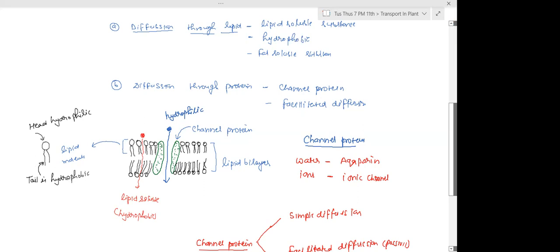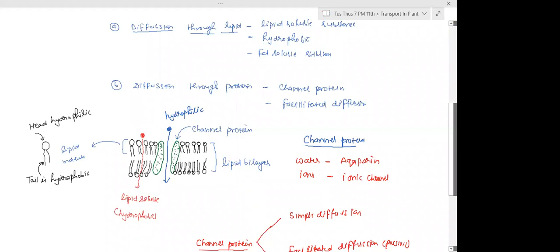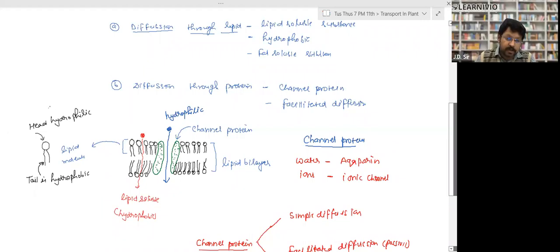Hydrophilic means soluble in water. Hydro means water and philic means loving. Actually, this is a Latin word. Hydrophilic means water loving, that is, those which are soluble in water. And hydrophobic means water repelling, that is, they are fat soluble. Clear?